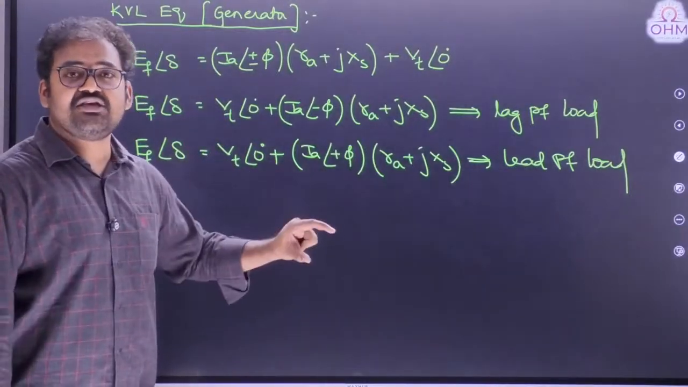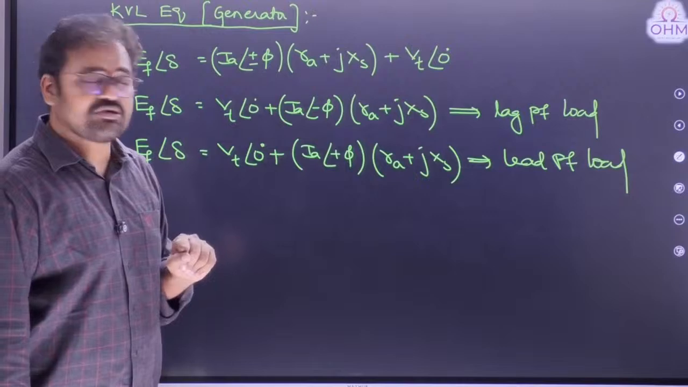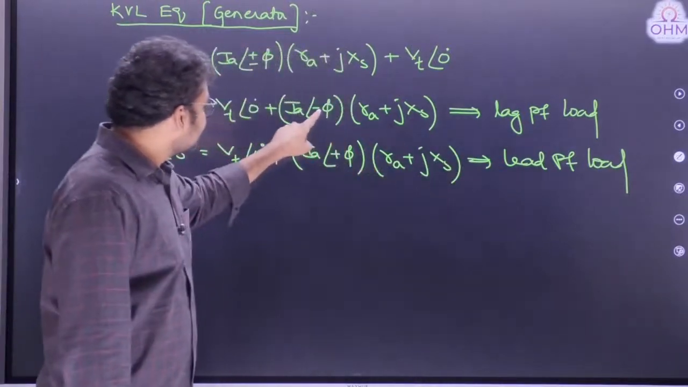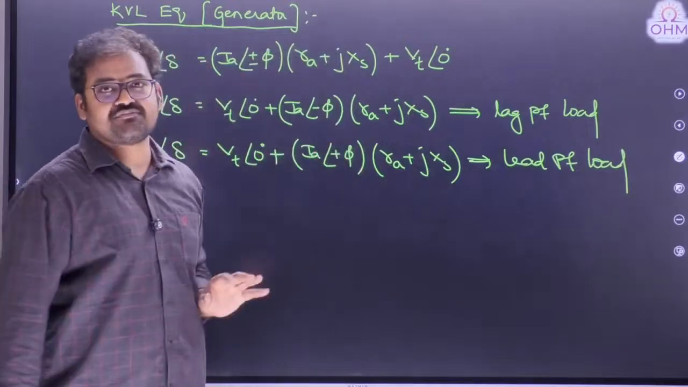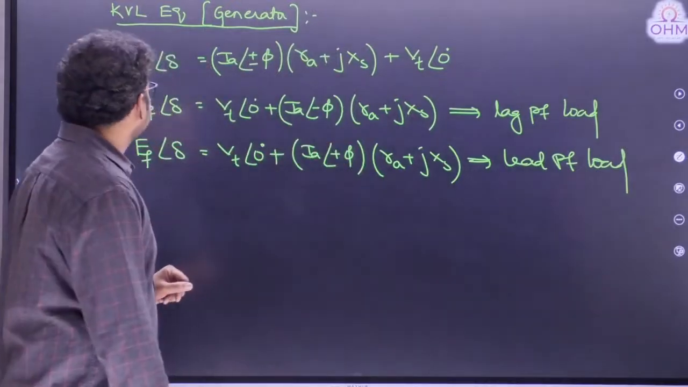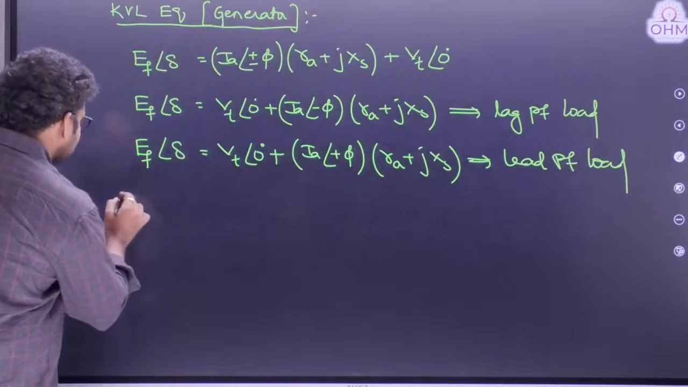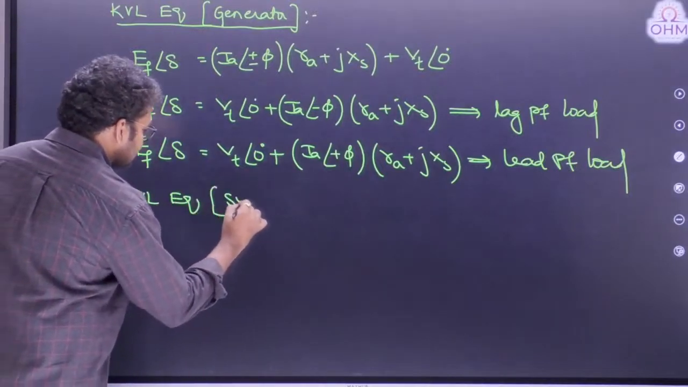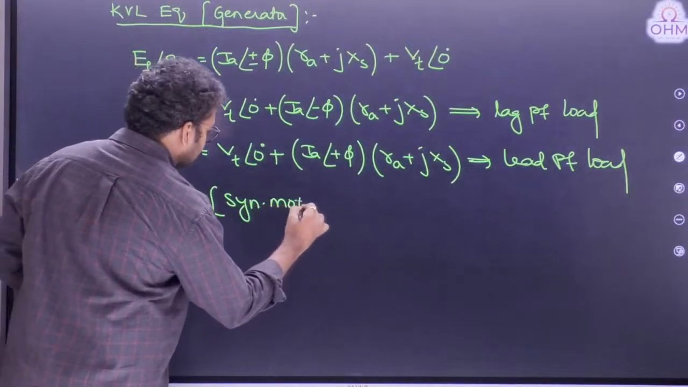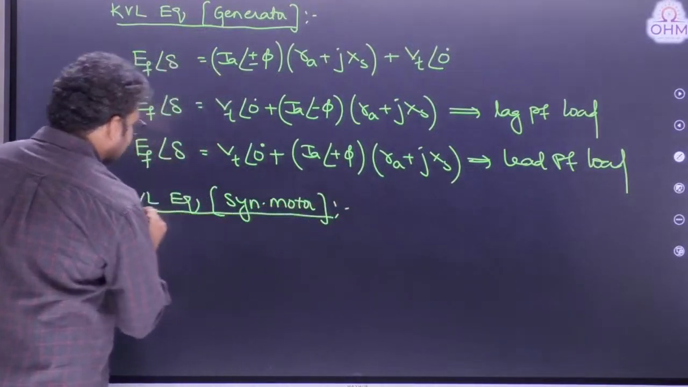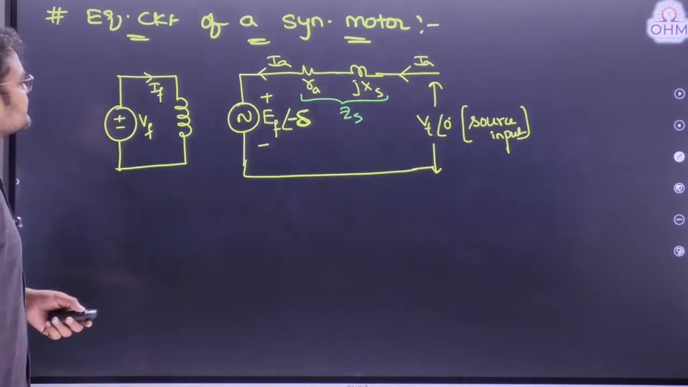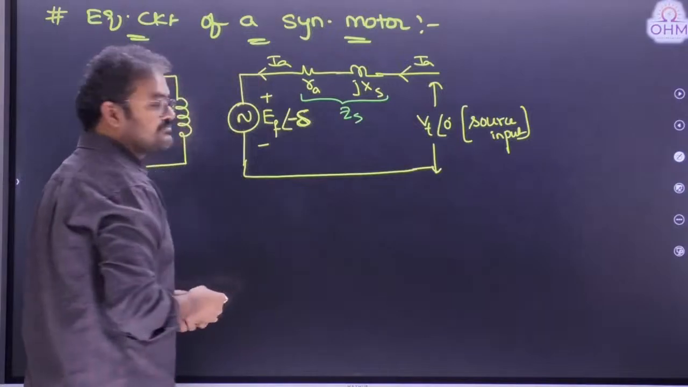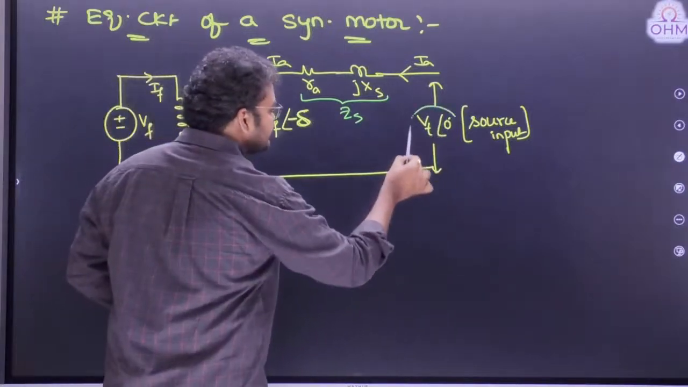Can I write down the KVL equation for the motor? You may have a doubt, sir, what about unity power factor? Suppose the load is unity power factor, the angle becomes 0. Understand? Right, so let us write down the KVL equation for the synchronous motor also. What is the only difference? Current direction. In case of a motor, armature current was flowing from VT to EF. So start writing the equation from VT onwards.